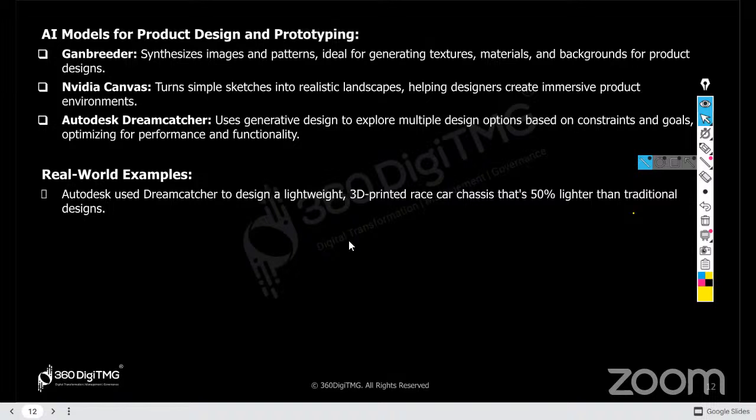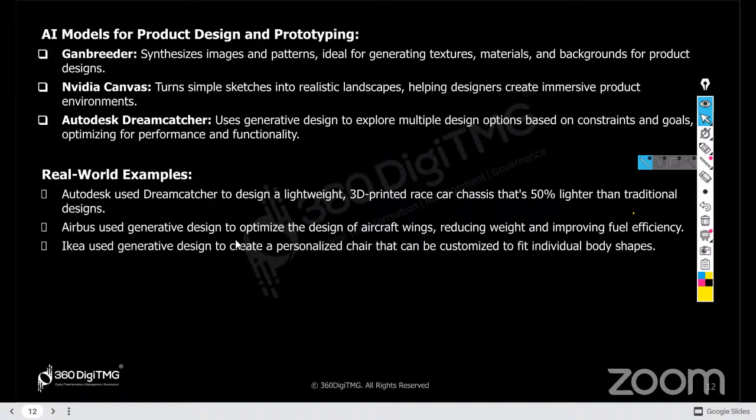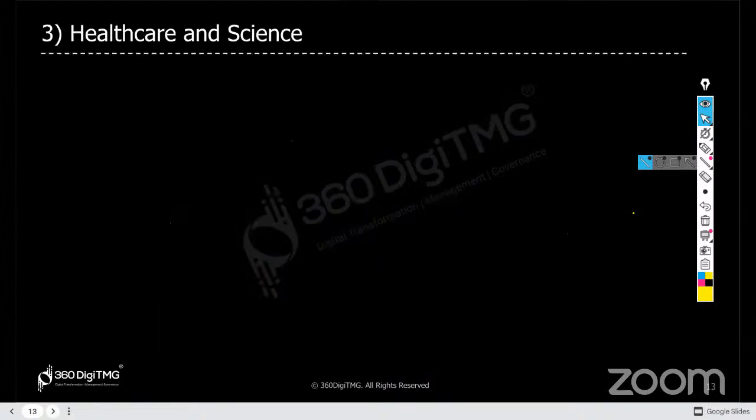Even the real world examples, where we are trying to create a 3D picture, race cars. Airbus uses generative AI to optimize the design of the aircraft. And you can see IKEA is using generative design to create personalized chairs, chairs that can be customized to fit individual body shapes. That is how generative AI is helping in an innovative and personalized manner, where a company or organization can use it for benefit, with innovative thinking.